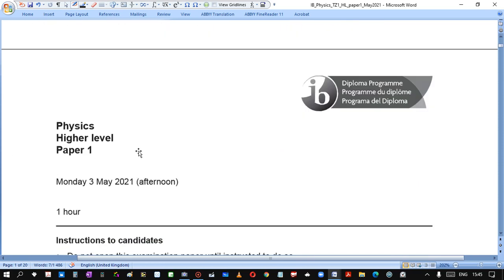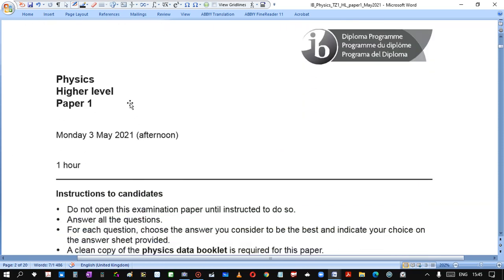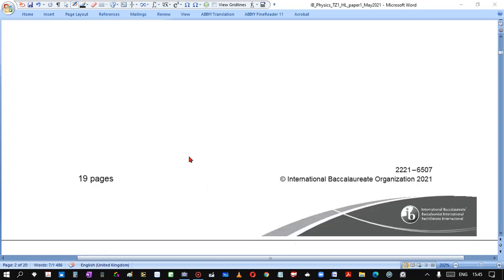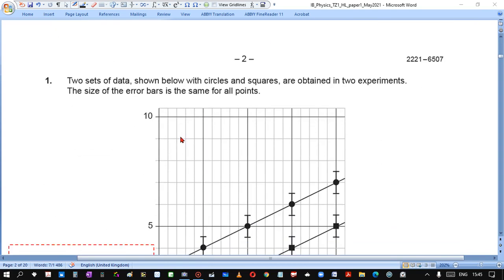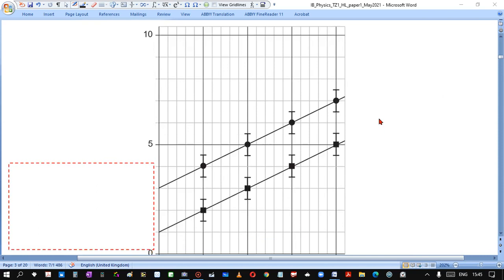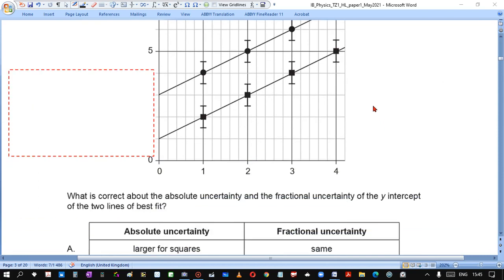Let's start. This paper was given to students on Monday, 3rd May 2021. Question 1. Two sets of data shown below with circles and squares are obtained in two experiments. The size of error bars is the same for all points. What is correct about absolute uncertainty and fractional uncertainty of the y-intercept of the two lines of best fit?